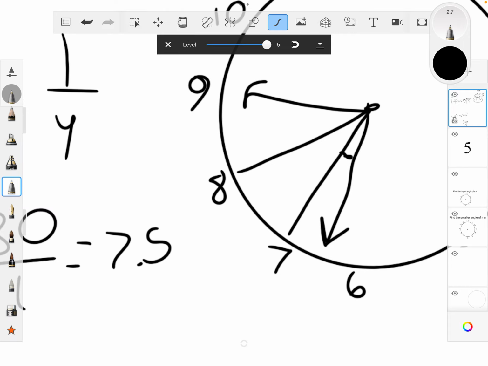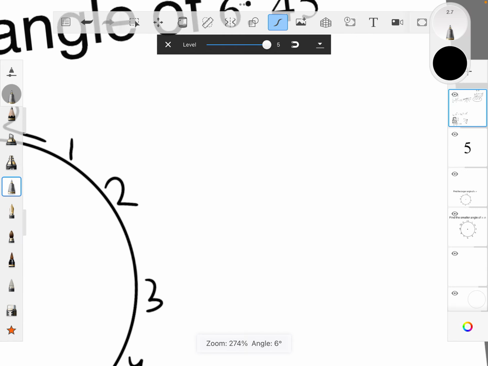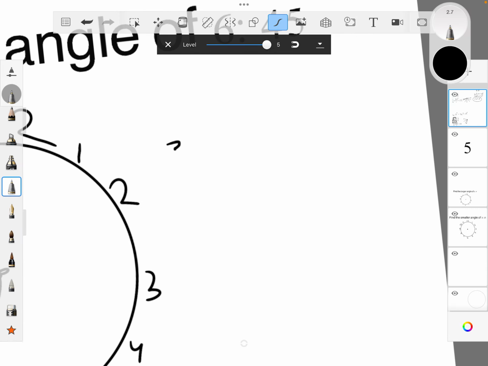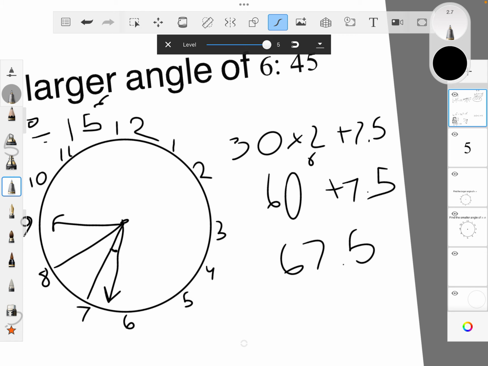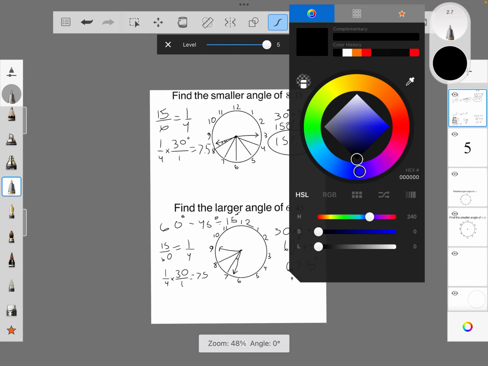So now this is our problem: 30 times 2 plus 7.5. That would be 60 degrees plus 7.5, which would be 67.5 degrees. And that's how you solve these clock problems.